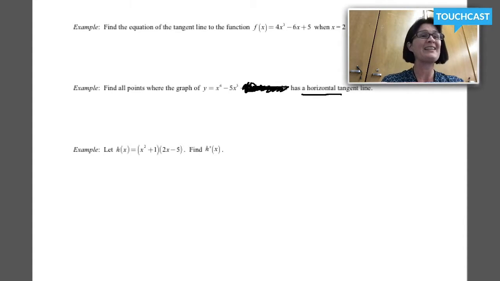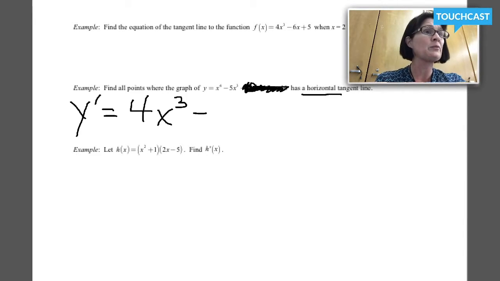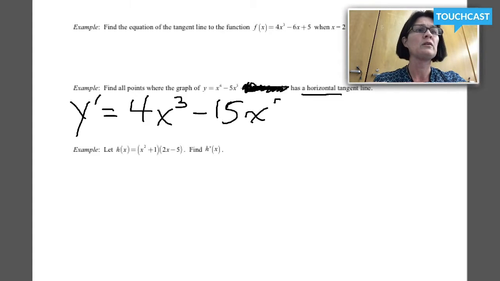So I'm about to find y prime, the derivative of y, and set it equal to 0 and solve an equation using all of my mad algebra skills. So if y is x to the 4th minus 5x cubed, which is the function you ended up with on your paper, y prime is going to equal, the 4 comes to the front, the 3 is going to come to the front and multiply the 5 that was already there, 15x squared. Yeah? Okay, so that's good.